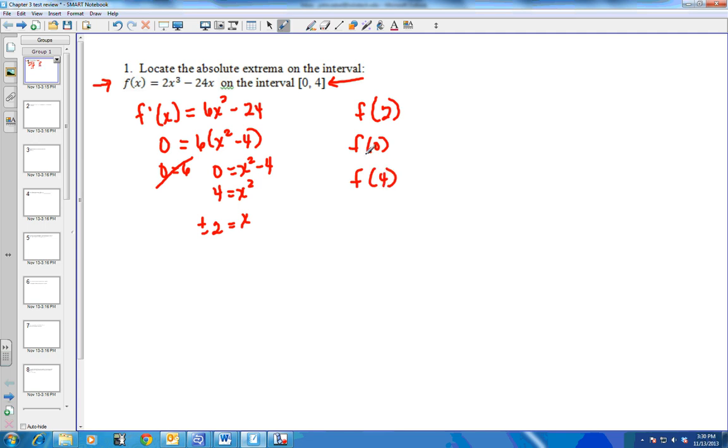Because we know if it's a continuous function and on a closed interval, then I have to have a max and a min on that function. Okay, so when I plug 2 in, 2 times 2 cubed minus 24 times 2. And then right now I'm just plugging my numbers in. 2 times 0 cubed minus 24 times 0. I'm plugging 4 in.